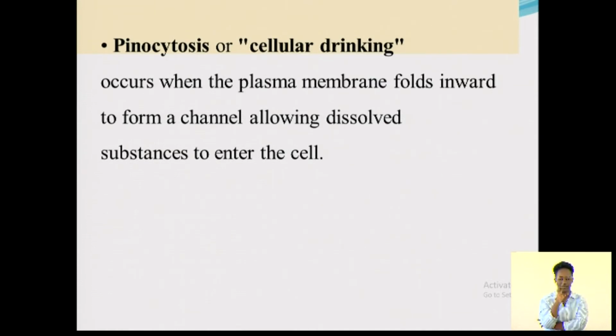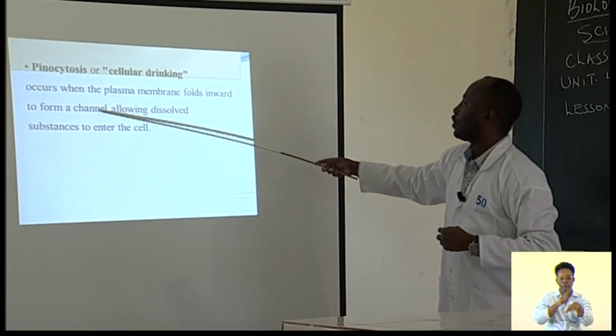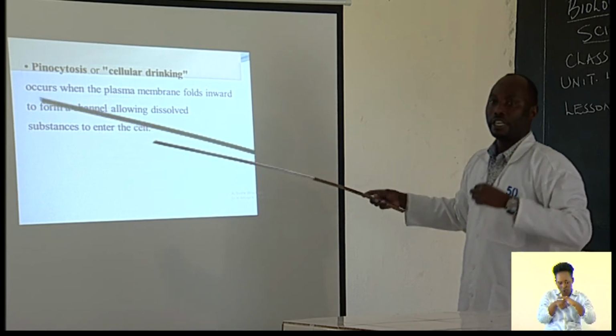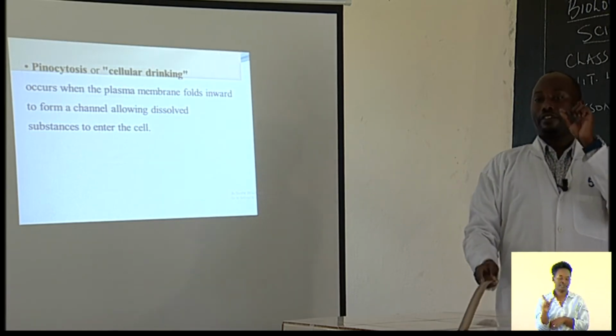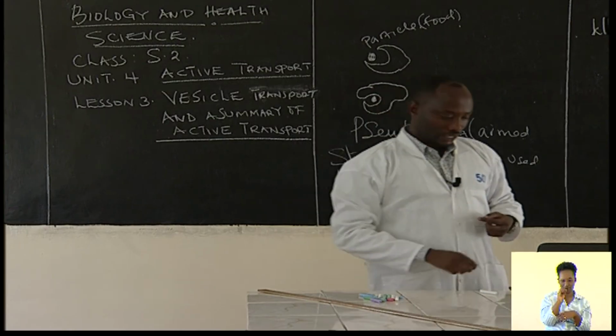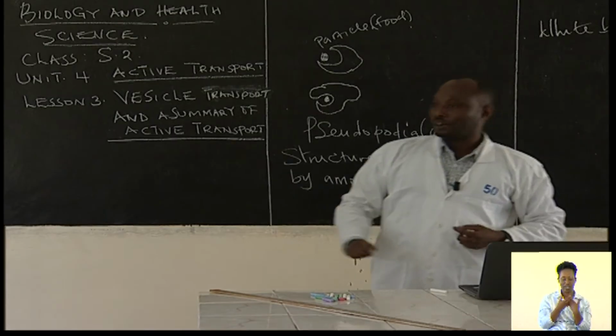I said it occurs when the plasma membrane folds inwards to form a channel around the dissolved substance to enter the cell. These dissolved substances refer to fluid, liquid. Take them from outside into the inside. That one is pinocytosis, referred to as cell drinking. Good. Let's go to the diagram.